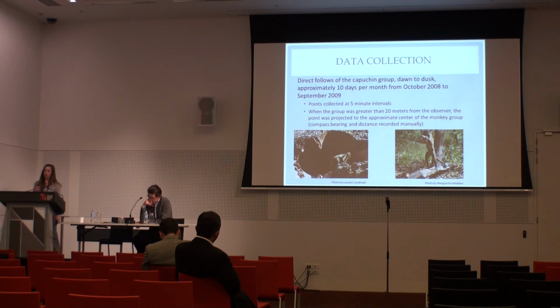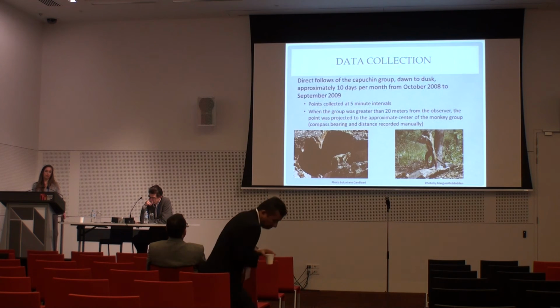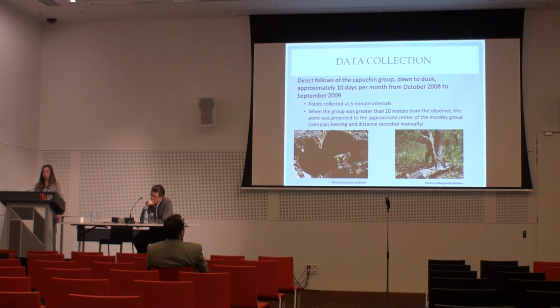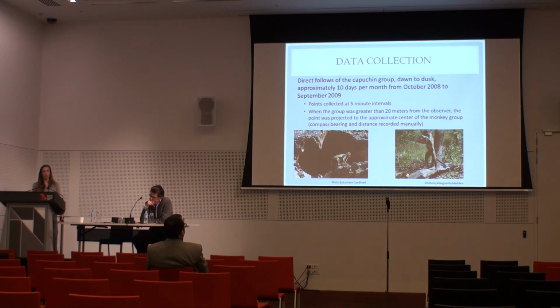So collecting data, we followed the Capuchin group from dawn to dusk for approximately 10 days per month between October 2008 and September 2009. The data collection is ongoing, or the group is being observed continually, but this was the data for this particular analysis. Points are collected at 5-minute intervals, so every 5 minutes we get a position of approximately the center of the monkey group. And there might be anywhere between 12 and 18 individuals in the group, so we visually estimate the center of that group. And if the center of the group is greater than 20 meters from the observer, we would project the point to the approximate position of the center of the monkey group.